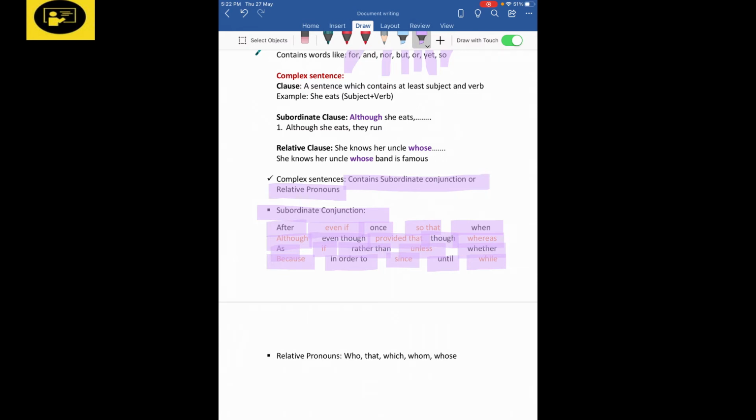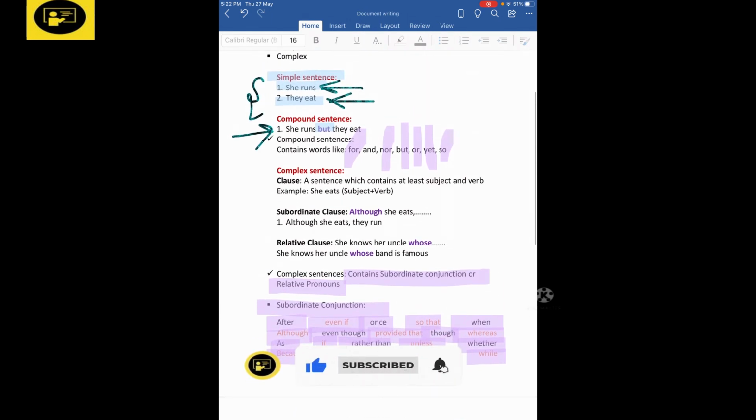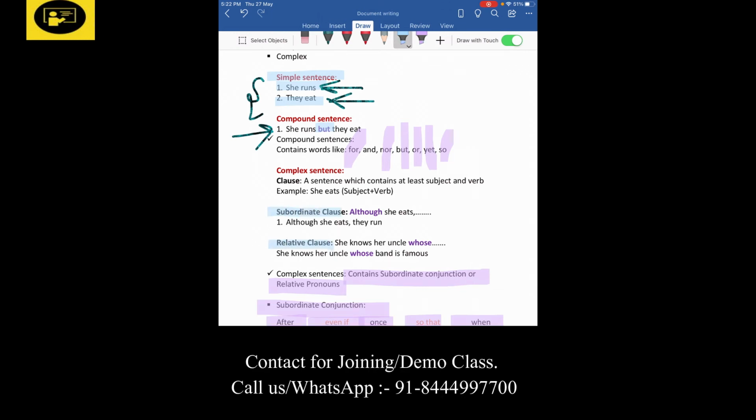Now, what are the relative pronouns? Words like who, that, which, whom, whose. These are the examples of a relative pronoun. Alright, now before understanding the subordinate clause and relative clause, we will try to understand what is a clause. Basically, a clause is a chunk of a language. For example, it's a sentence which contains at least subject and verb. For example, she eats. She is a subject, eats is a verb.